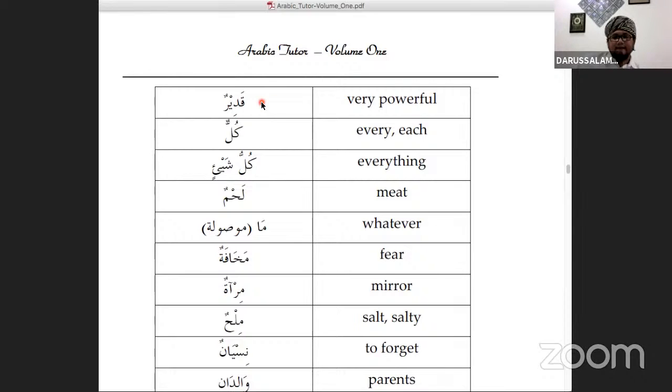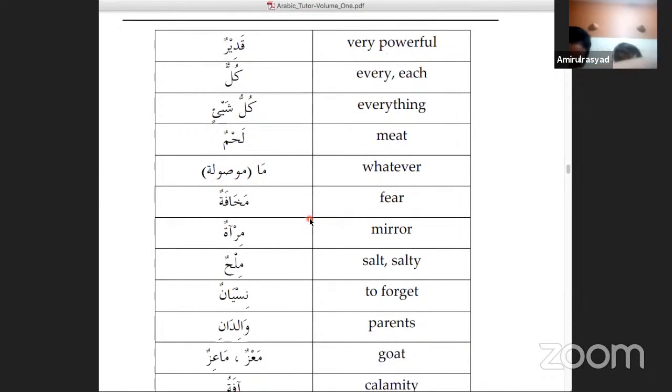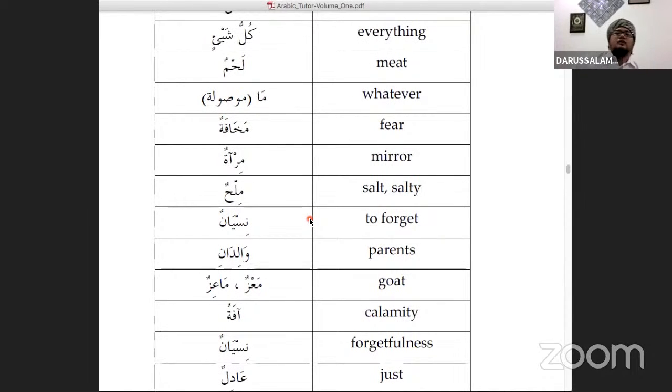Ma mawsula. Meaning? Whatever. Whatever. Makhafa. Fear. Good. Makhafa. Fear. Okay, next. Mir'ah. Mirror. Mir'ah. Mirror. Yes. Next.